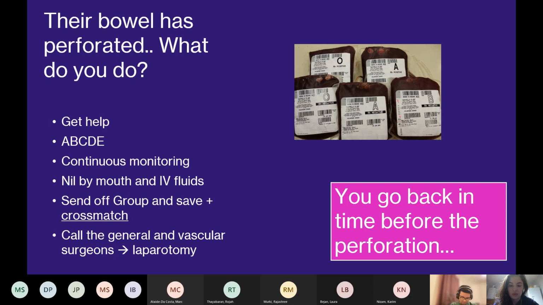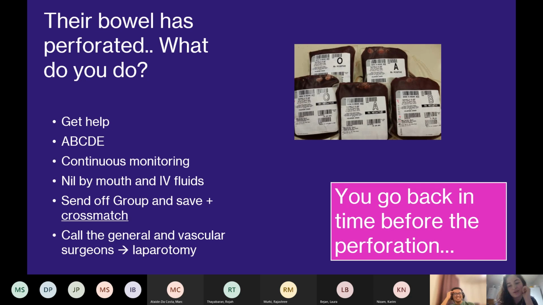Group and save is where they'll find their blood type and save it for later. So yeah, cross match. The lab will get those bags of blood ready for you. Fantastic. And then you're going to continuously monitor them. Nil by mouth is obviously, I mean, I've put nil by mouth, but straight up, this patient is not going to want to eat anything anyway. But it is definitely something to bear in mind. Never say never.